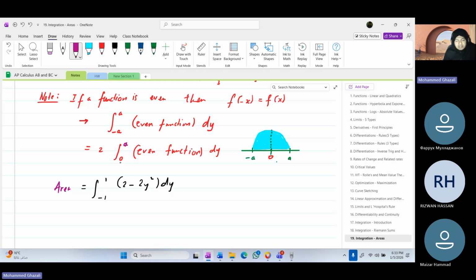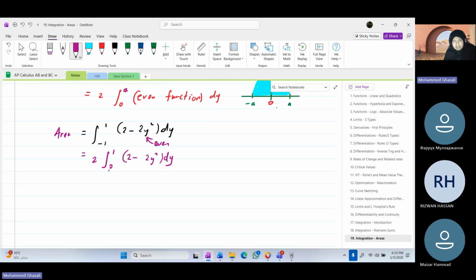So what we're saying is that because this function is even, we can say this is 2 times the integral from 0 to 1, because see this 1 here, of 2 minus 2y squared dy. Now, why does this help us? Because we can integrate much faster, because this is 2y minus 2y cubed over 3. See what happens now.